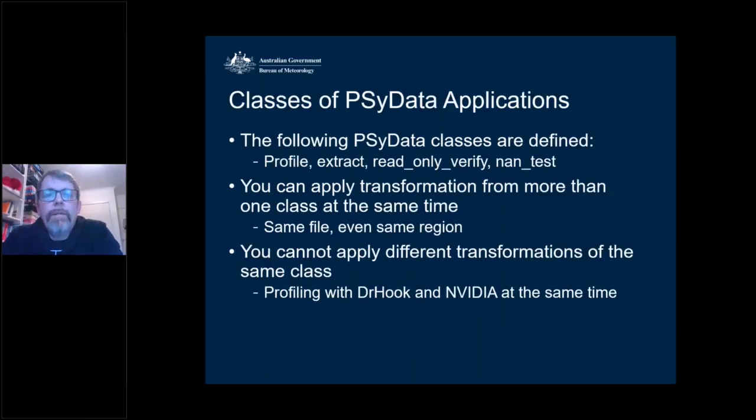There are various classes for PSyData applications. They're defined in a config file, and at this stage they are profile, extract, read only, verify, and not a number test. Now you can apply transformations from more than one class at the same time. So there's no problem saying, okay, I want to verify that none of my read only arrays get modified and I want to test everything for NaN.